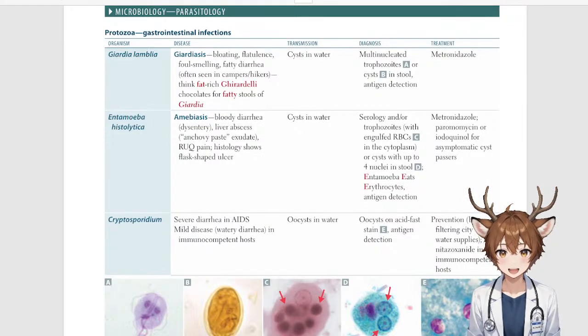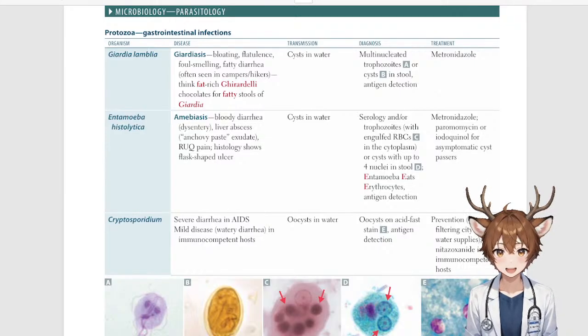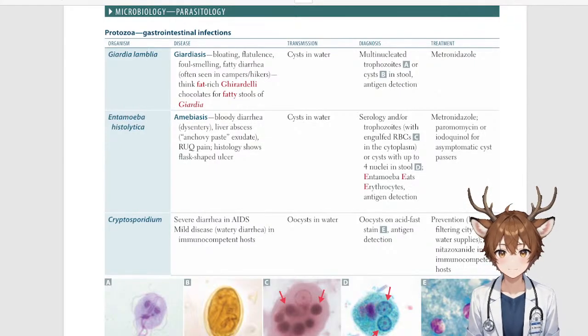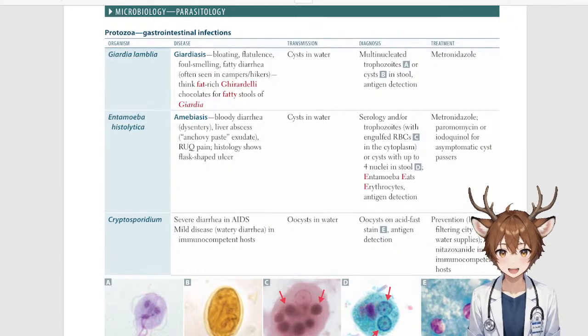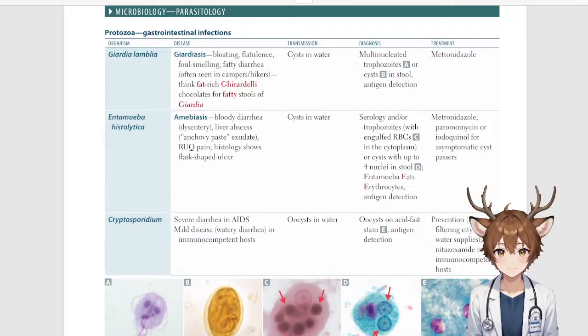Or cysts with up to 4 nuclei in the stool. Entamoeba eats erythrocytes. Okay. Metronidazole is how you treat it. You treat it with metronidazole and paromomycin for asymptomatic cysts and cyst passers.